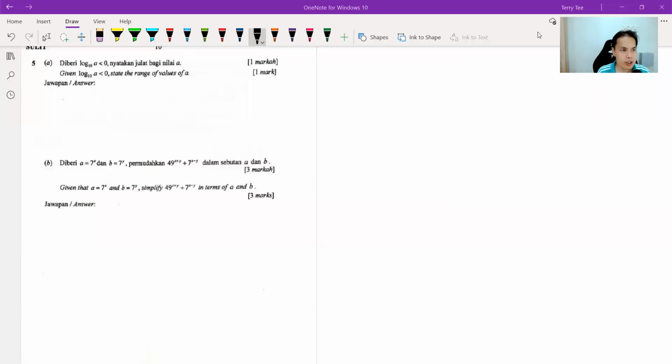Okay, moving on to question number 5. This is from Chapter 4, Form 4, Indices, Surds, and Logarithm. So here you're given that log base 10 of a is less than 0. State the range of values of a.